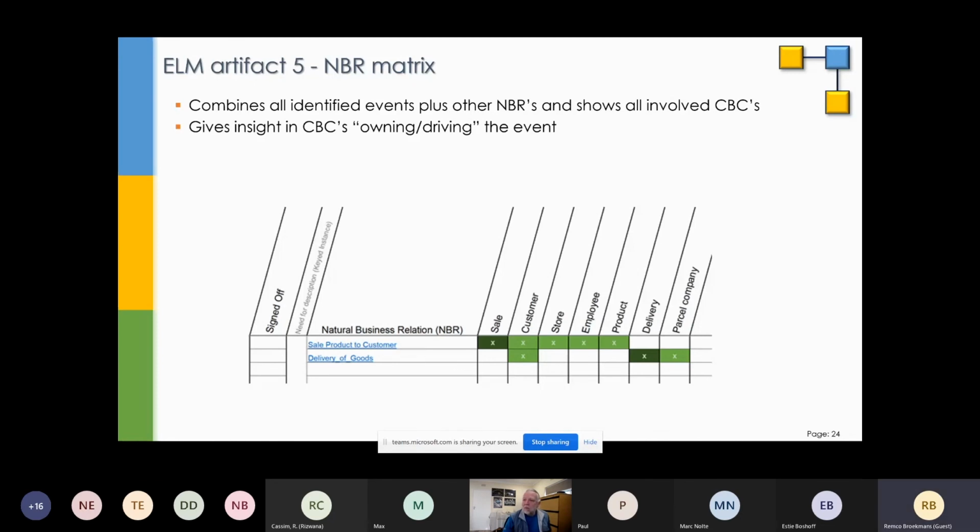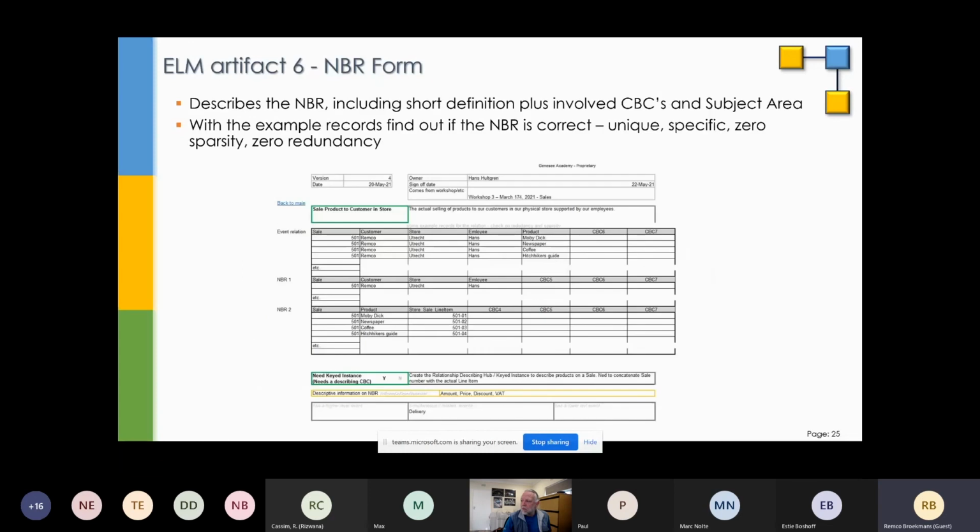The very interesting part is what we call the MBR form. The MBR form is nothing more than our MBR matrix saying: this is my relationship, some kind of definition, and example records. In this case, it was sales of products to customers in the store, so I'm going to see what my event relationship is. Well, that was a sale, customer, store, employee, and product.